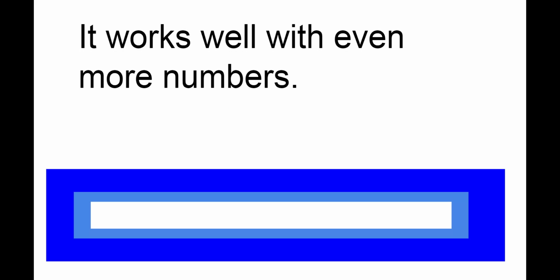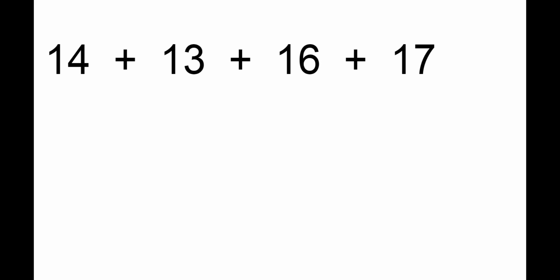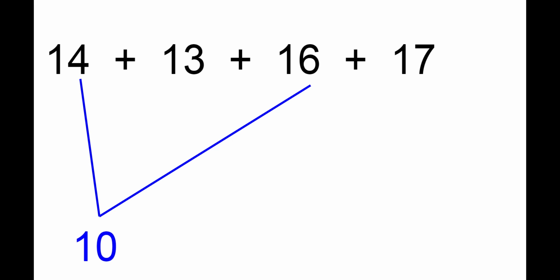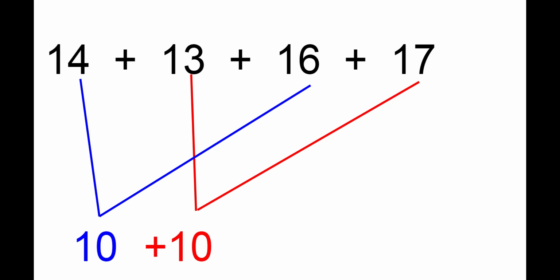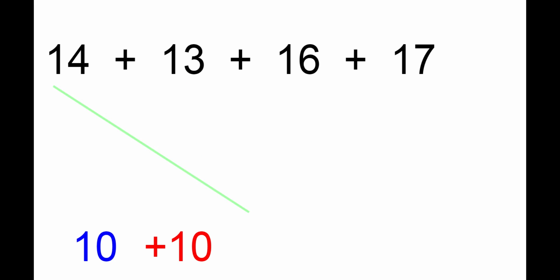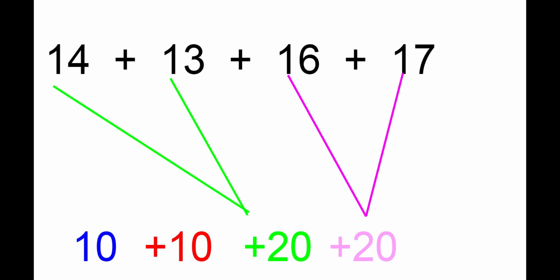It works well even with more numbers. Here we have 14 plus 13 plus 16 plus 17. We're looking for a group of 10. So with 4, I know that 6 and 4 make 10. So there is one group of 10. And then 3 and 7 also make a group of 10. So I will add those together to get another 10. And now I can add my tens into the equation. I have 10 and 10, make 20, and another 10 and 10 make another 20. And when I add 10 plus 10 plus 20 plus 20, I get 60.